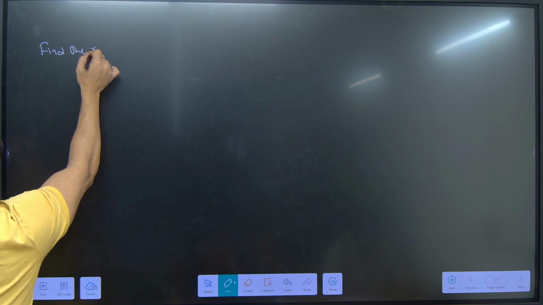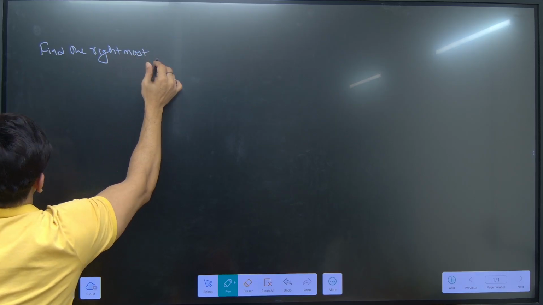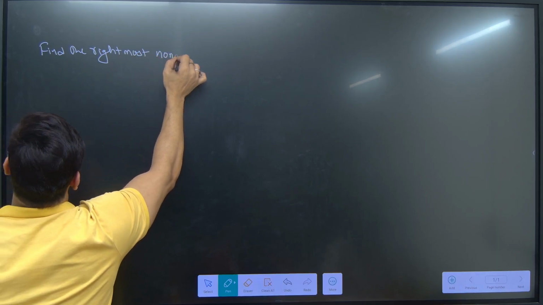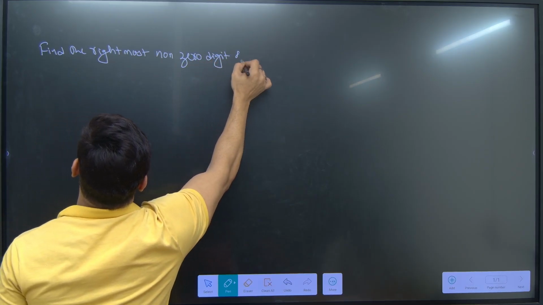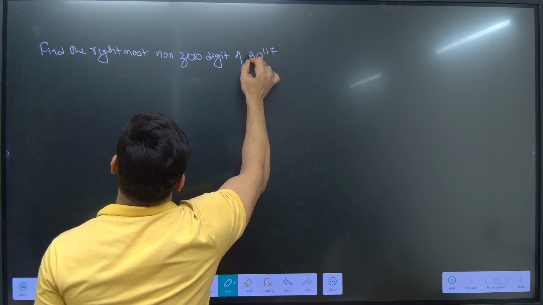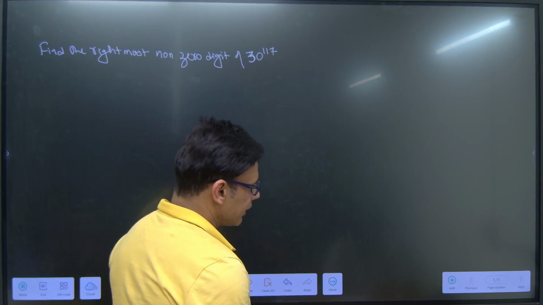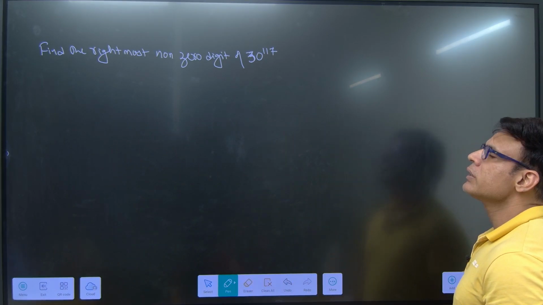Find the rightmost non-zero digit of 30 raised to the power 117. Find the rightmost non-zero digit of 30 raised to the power 117.